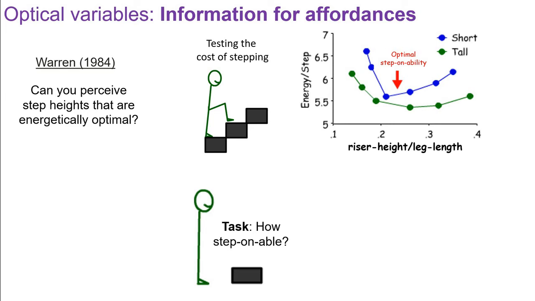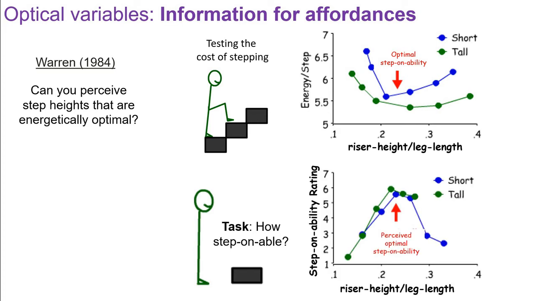So, returning to the question we started with, can people perceive the affordance of step-on ability? Participants were asked, when they were standing in front of a step, how comfortable it would be for them to step on the step. Given this task, let's look at the ratings that were given by participants for a range of step heights that were placed in front of them. On the y-axis, we have the step-on ability rating. Participants rated steps on a 1 through 7 scale. 7 meant the perfectly step-onable step was in front of you, and 1 meant that it would be uncomfortable to step on the step that was in front of you.